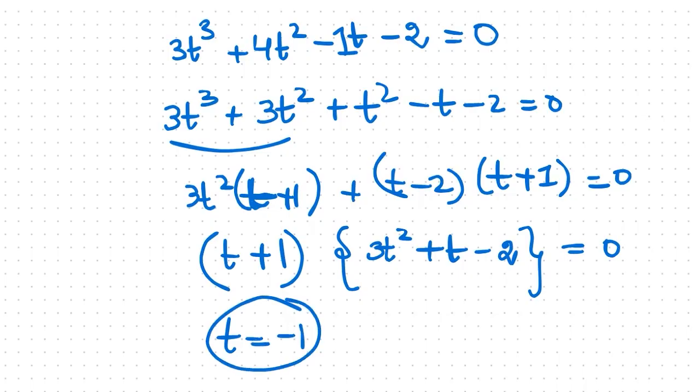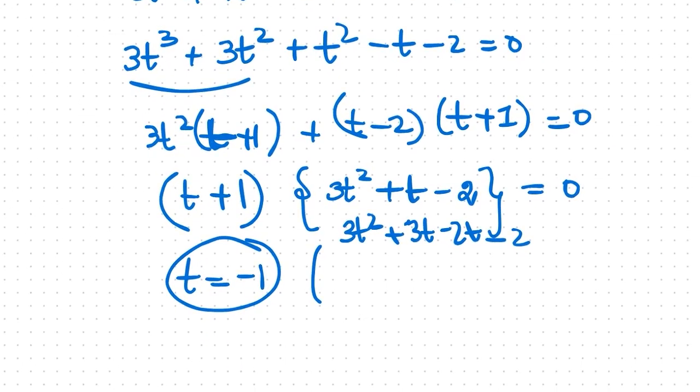What are the remaining answers? It becomes like the factored equation is 3t minus 2 times t plus 1. So then t is minus 1, and then t is 2 over 3. Okay, so obvious, right? 3t minus 2, t plus 1.